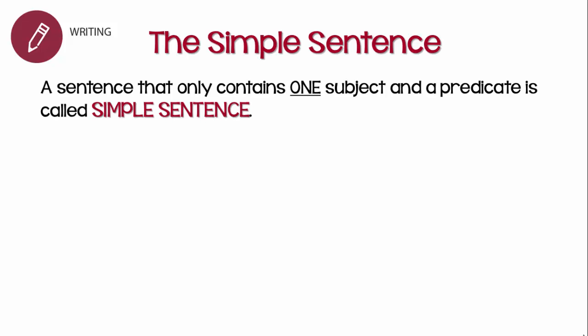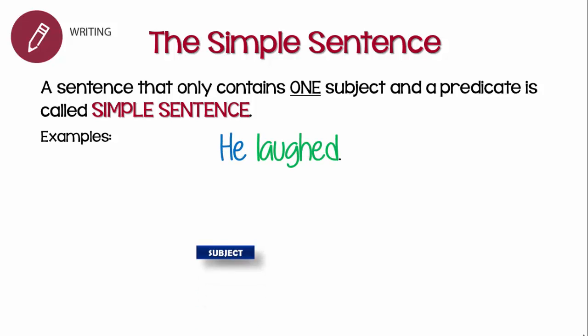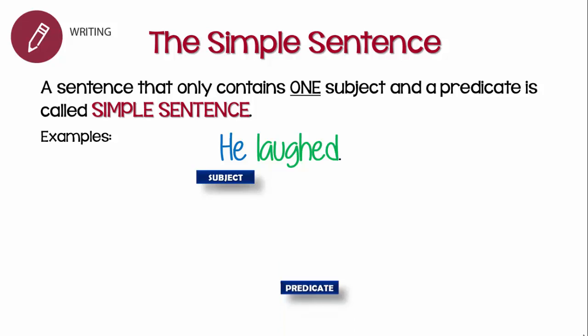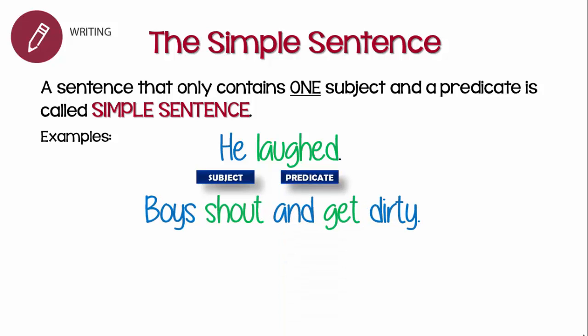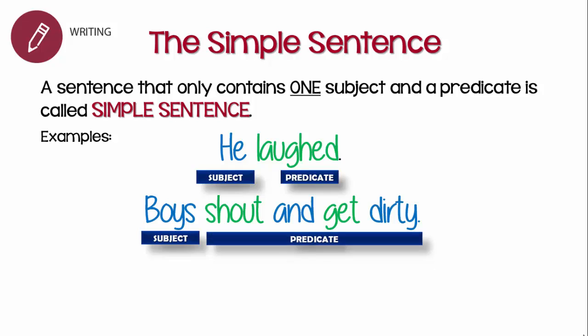A sentence that only contains one subject and a predicate is called the simple sentence. For example, he laughed. He is the subject. Laughed is a predicate. Boys shout and get dirty. Boys is the subject. Shout and get dirty is the predicate.